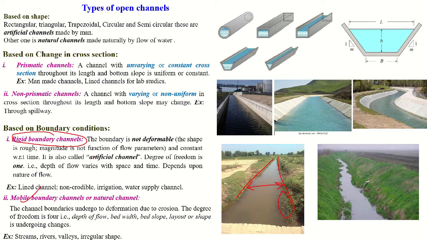In the rigid channel, the degree of freedom is 1. The most important point is that in the rigid channel the depth of flow varies with space and time, depending only on the nature of flow, because after a long time the shape is not going to change. It will not be deformable and will be constant. But in the mobile boundary, the depth of flow may vary, because soil may be deposited. So the bed depth, bed width, bed slope, layout and shape may all undergo change. How many parameters are there? 1, 2, 3, 4. So the degree of freedom of the mobile boundary is 4, whereas in the rigid boundary it is 1.